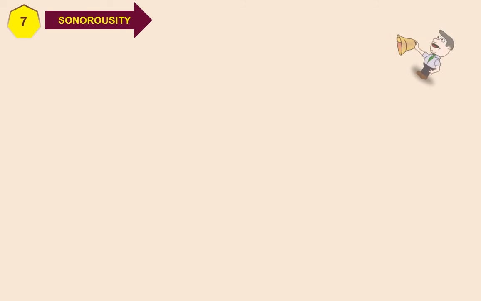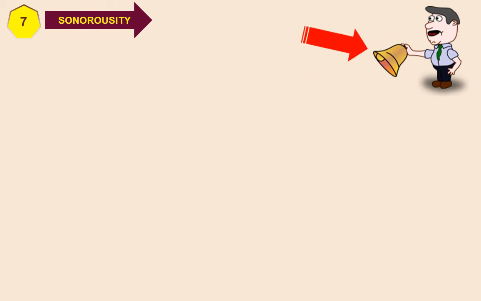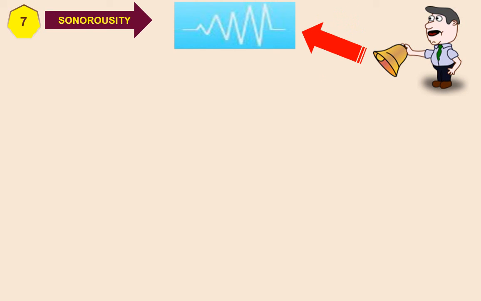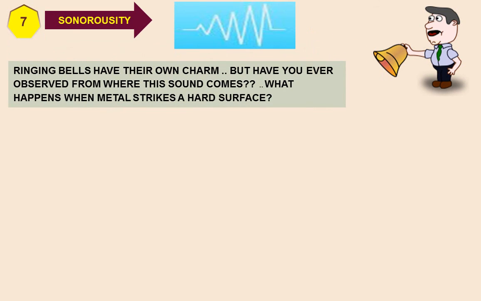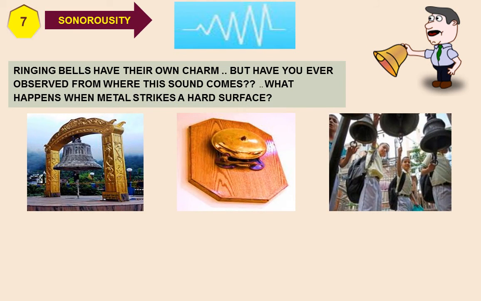The next property which we are going to study is sonority. When any metal strikes a hard surface, it produces a particular sound. The property is called sonority. Ringing bells have their own charms, but did you ever realize where these sounds come from, or what happens when a metal strikes a hard surface?